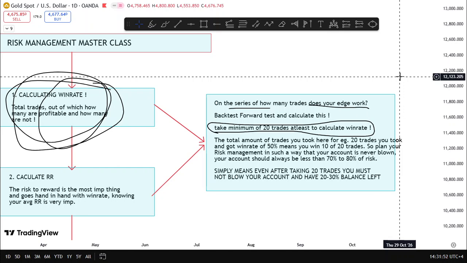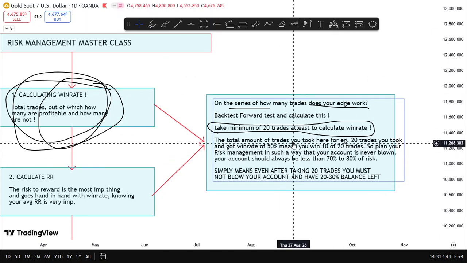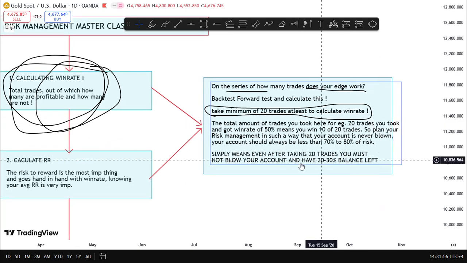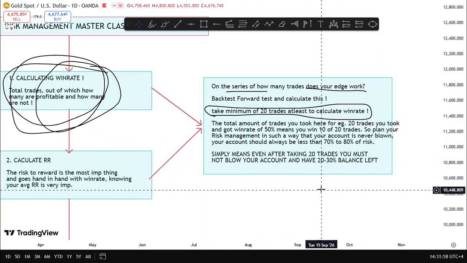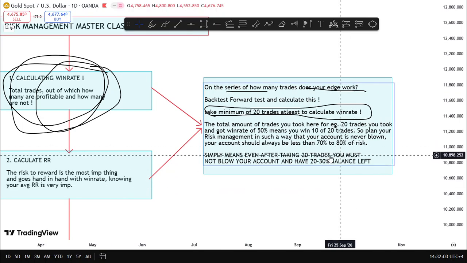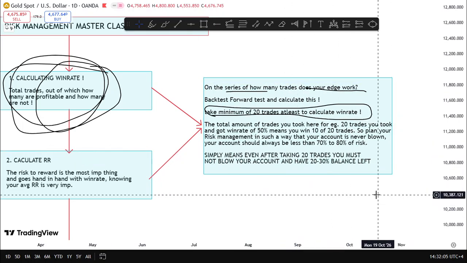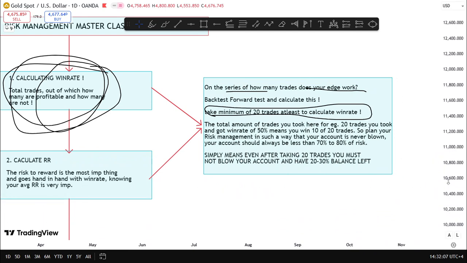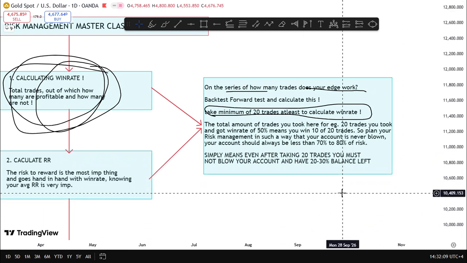Now, see, there is an example over here. If you took 20 trades and got a win rate of 50%, it means you won 10 trades. So plan your risk management in such a way that your account is never blown. Your account drawdown should always be less than 70 to 80%. What I mean is, simply after taking 20 trades, you must not blow your account. That is why we are calculating it on a series of 20 trades.